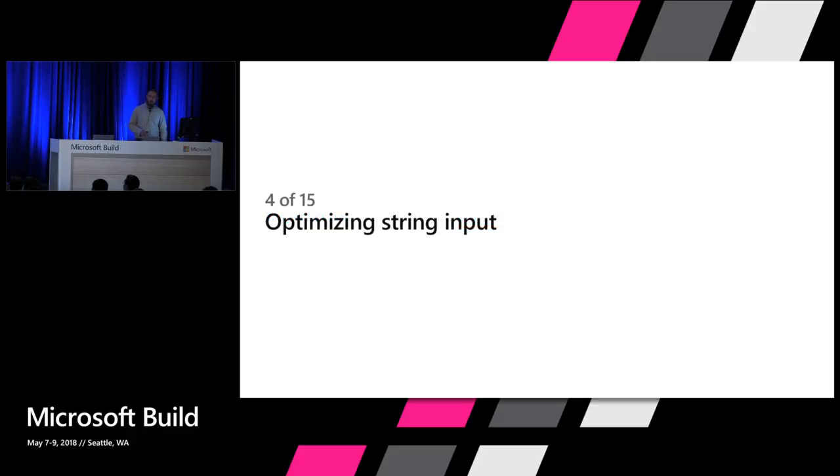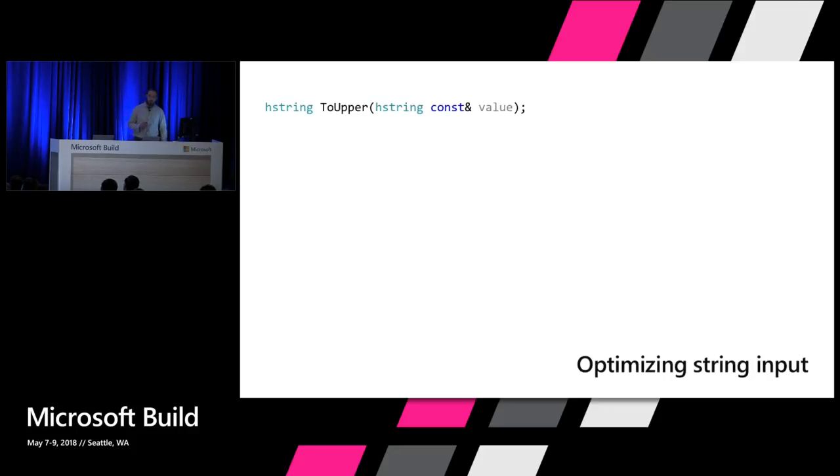Now I want to look at some of the things we've done to dramatically improve performance by default. And the first one is optimizing string input. Strings are everywhere today, and they appear heavily in the Windows APIs. So let's imagine we have a simple API called ToUpper. And you can imagine what that would do. It takes an HSTRING as an input and returns the result.